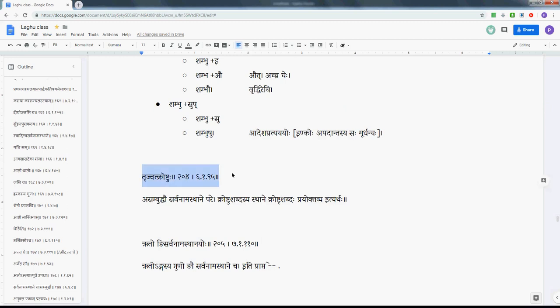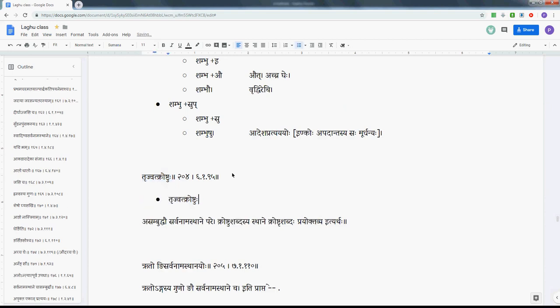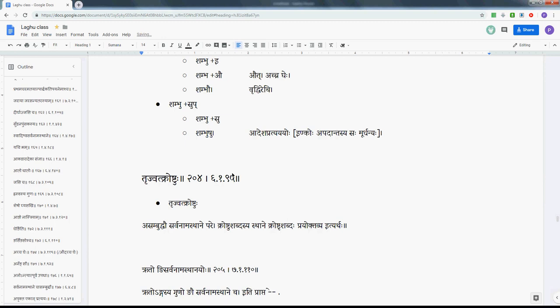Next sutra is Trijvat Kroshtuh. So there is a Kroshtu shabda. Okay, just give me a moment to go back to the book. Okay, evam Bhanu adayah, then Trijvat Kroshtuh. So the shabda is Kroshtu, ukaranta. We have done Shambhu. So ukaranta, Bhanu adayah, is Kroshtu a part of that?